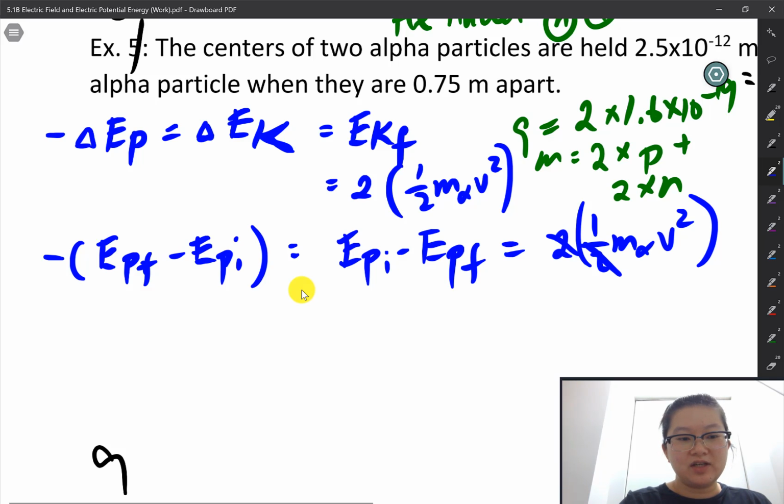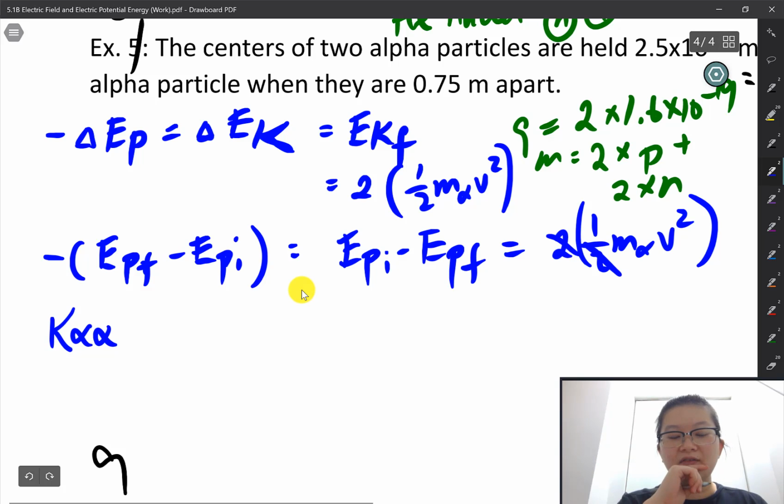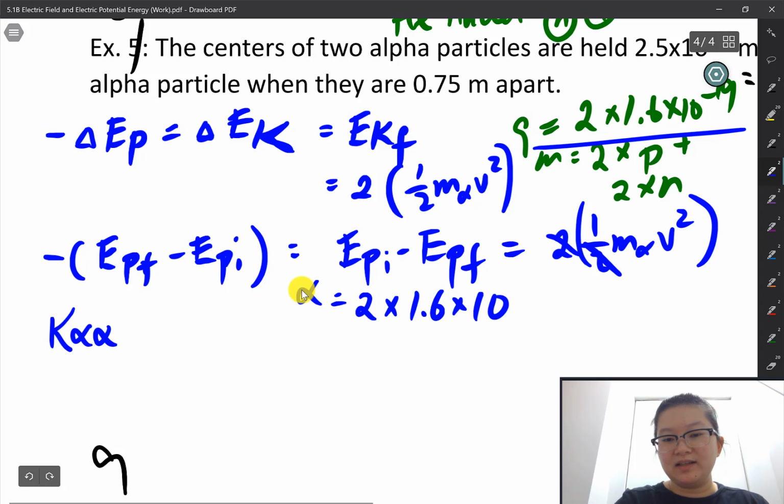The potential energy is going to be K, and what? This is 2 alpha particles? Okay, so that's just going to be K alpha alpha. Remember, the charge on an alpha particle is equal to 2 times the elementary charge, which is 2 times the charge of a proton. Okay, 2 times 1.6 times 10 to the power negative 19.